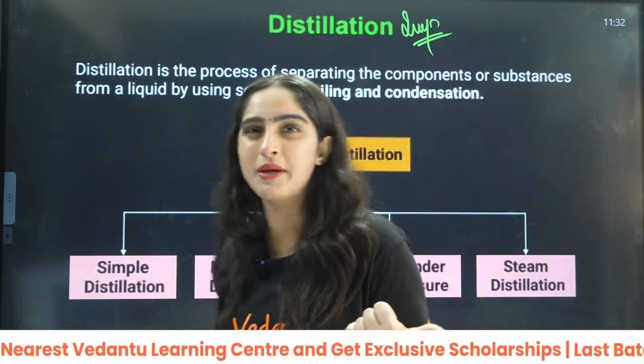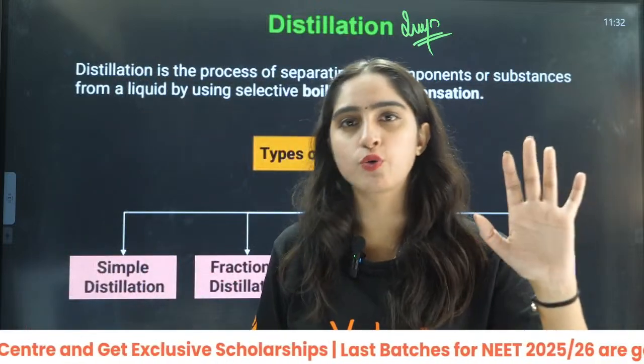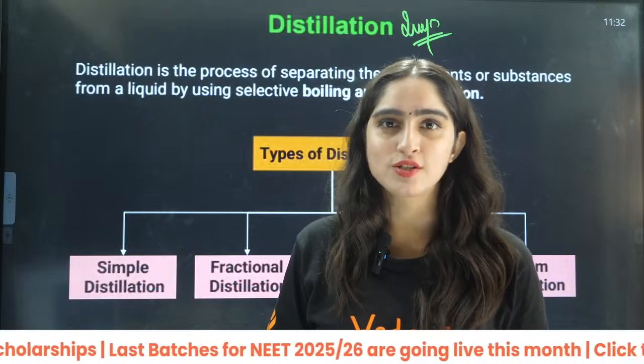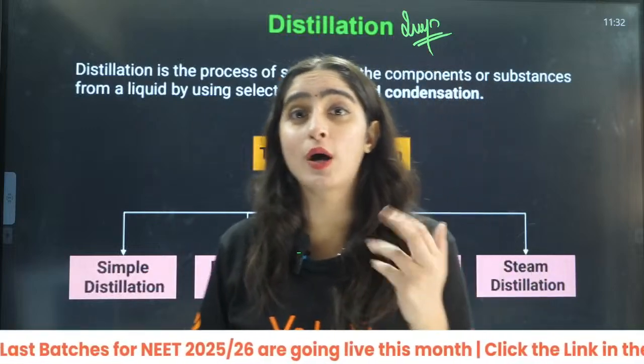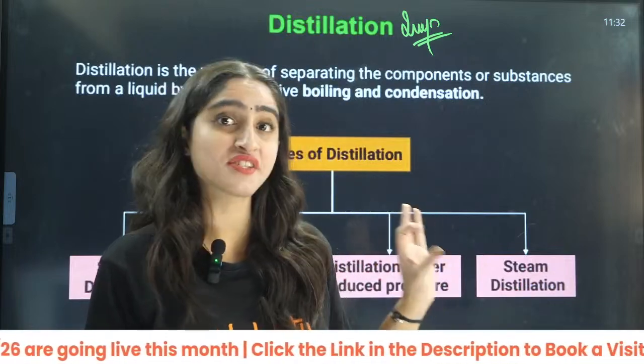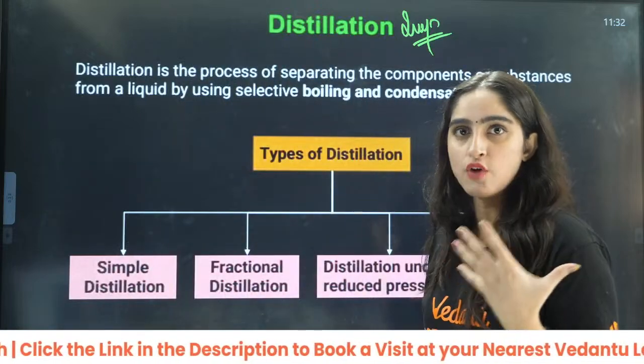Now this is very important, sublimation and crystallization. There are very rare chances that they will ask you questions from sublimation and crystallization, right? Firstly, they will not ask. Only if they want to ask a really easy question, then they will ask. Otherwise, a good question can be asked from distillation, right? So now let us see what is the process of distillation.